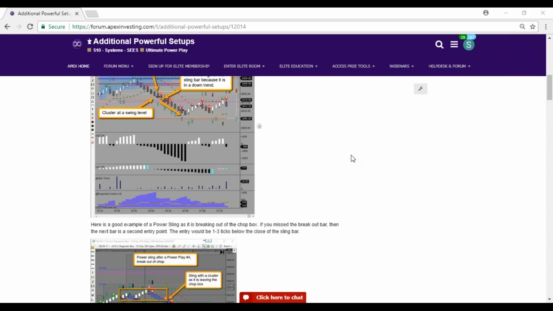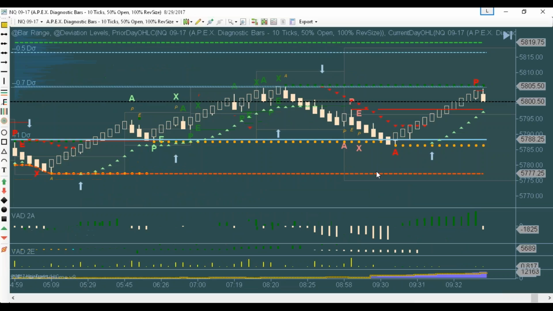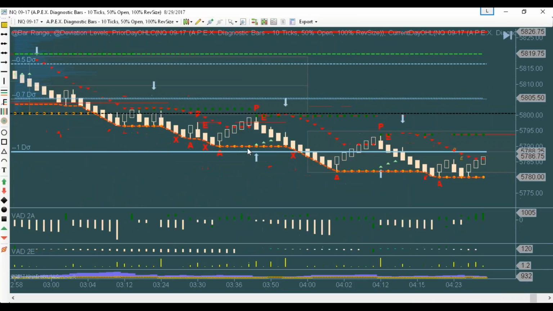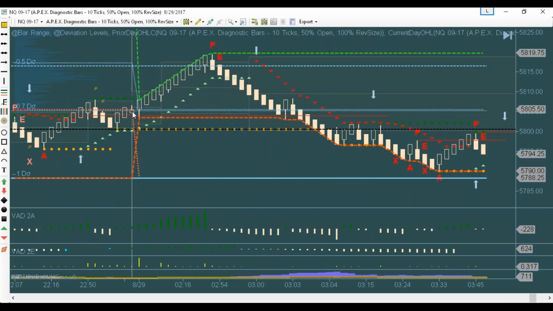JW, this is our own order prints, our own Apex programming. What time do you start today? Well, at midnight. You can see that on diagnostic bars here. If you go back to midnight right here, sometimes you'll see only a partial bar or something.